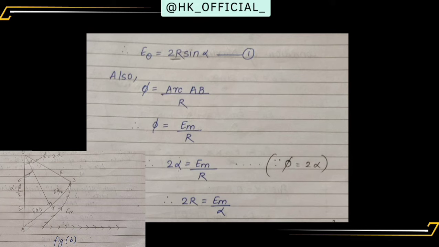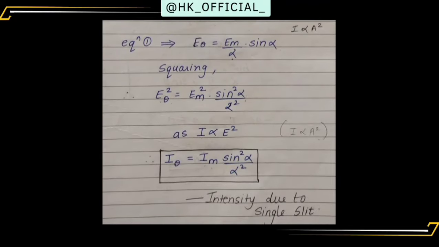Why have we considered this part? Because we have to know the value of 2r to put it in equation number 1. Simple. Now just put this 2r value in equation number 1. This is what you will get: E theta is equal to EM upon alpha into sine alpha. Now we have to square them. After squaring, we will get E theta square is equal to EM square into sine square alpha upon alpha square.